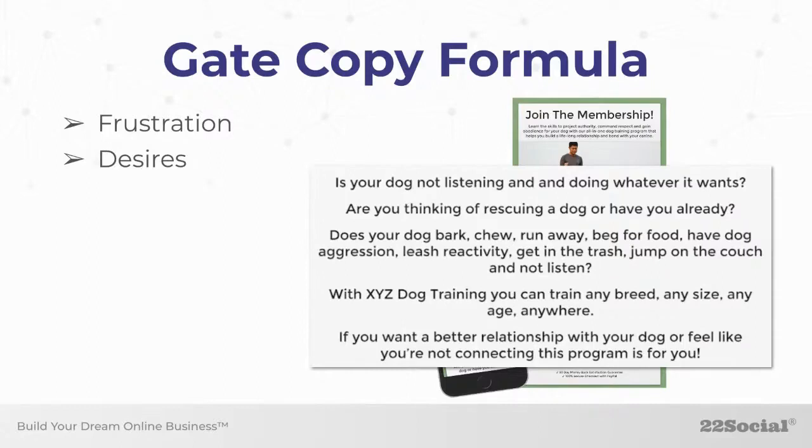If you notice in this text, it says, if you want a better relationship with your dog or you're not connecting with your dog, this program is for you. So what do they desire? I'm addressing both frustrations and desires in this text. Use that as an example. If you want to use this copy verbatim and just transform it into your own expertise or your own industry, you're more than welcome to. This is somewhat thought through, so it does follow those two things. That's the first part of this.